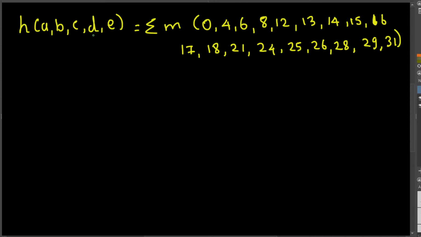A 5 variable function has been given, and we also have the minterms provided. Now let's say we want to write the sum of products. How can we do it? When we have a five variable KMap, what we can do is take two 4 variable KMaps and combine them. So how is it going to look?